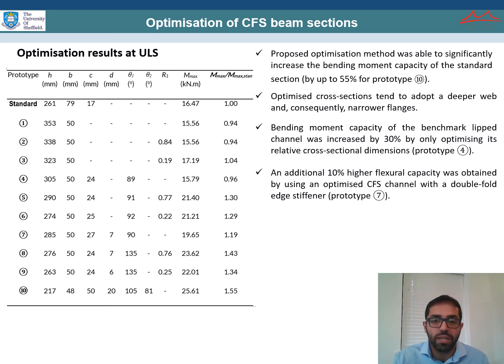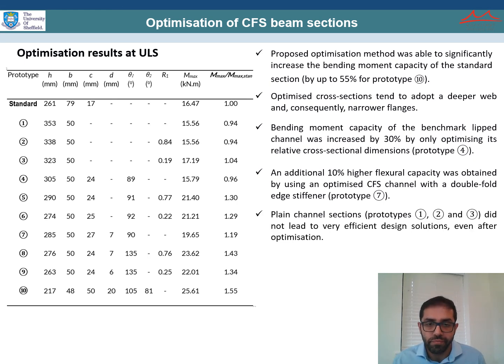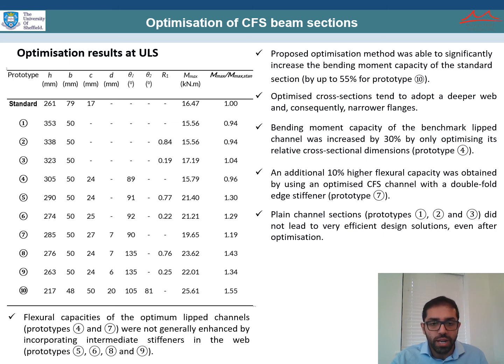If you have a look at prototype 7, you can see the effects of the double fold edge stiffener. Plain channel sections, or prototypes 1, 2, 3, did not lead to very efficient design solutions even after optimization. As you can see, M max and M max standard for these cross sections are very close to 1, and for cross sections 1 and 2 the ratio is even less than 1 compared to the standard cross section. In addition, flexural capacities of the optimum lip channels, prototypes 4 and 7, were not generally enhanced by incorporating an intermediate stiffener in the web.